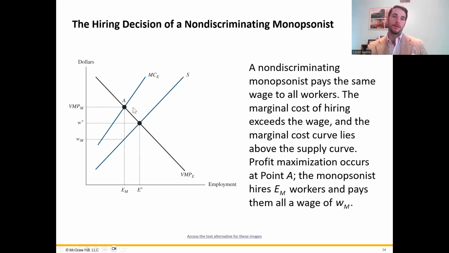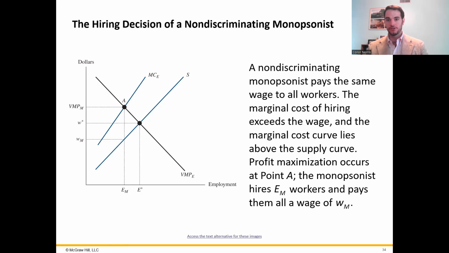The perfectly discriminating monopsonist also hires where the marginal cost curve crosses the labor demand curve, but in that case, the marginal cost curve is equal to supply. Now it's a separate curve. It's to the left. So at point A, where the marginal cost curve crosses the labor demand curve, that is the employment level.